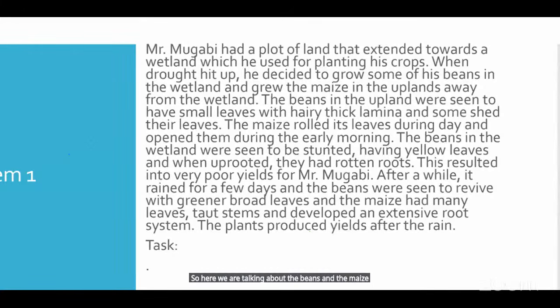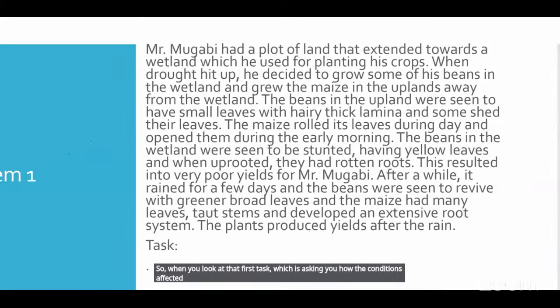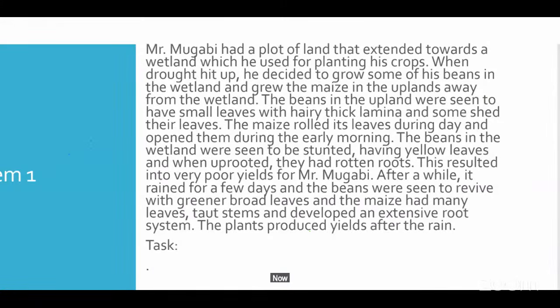So when you look at that first task, which is asking you how the conditions affected normal functioning, the effects on normal functioning resulted in very poor yields. So in this case, in the uplands, we are going to talk about effects of the conditions in terms of producing the yield. Then eventually we have symptoms of deficiency.